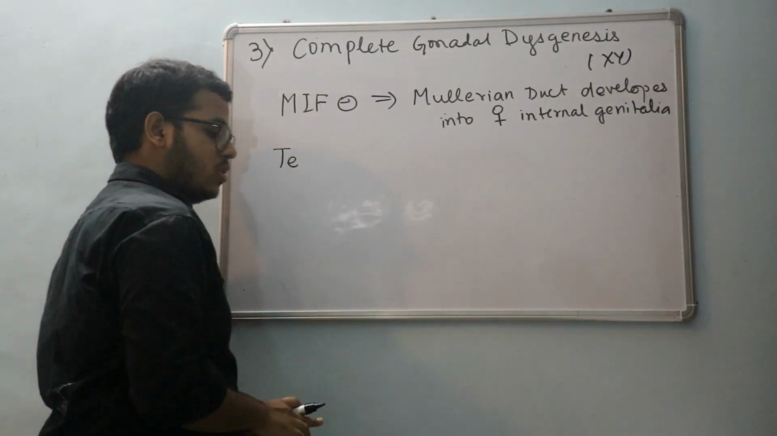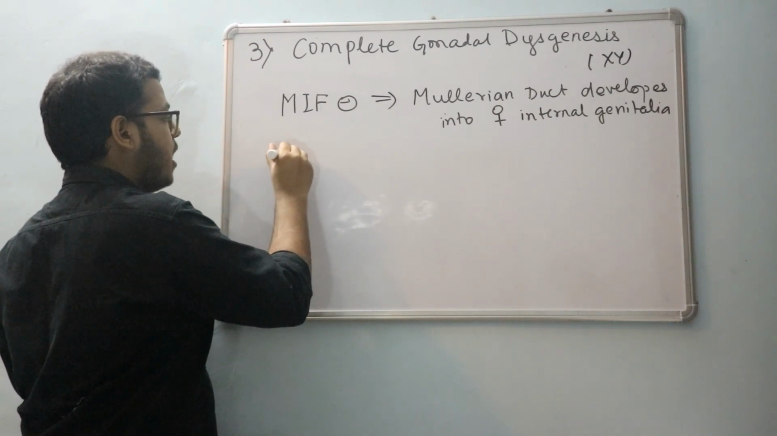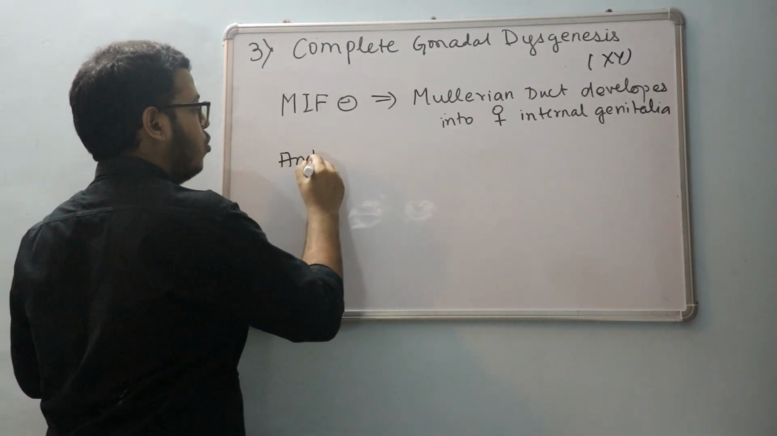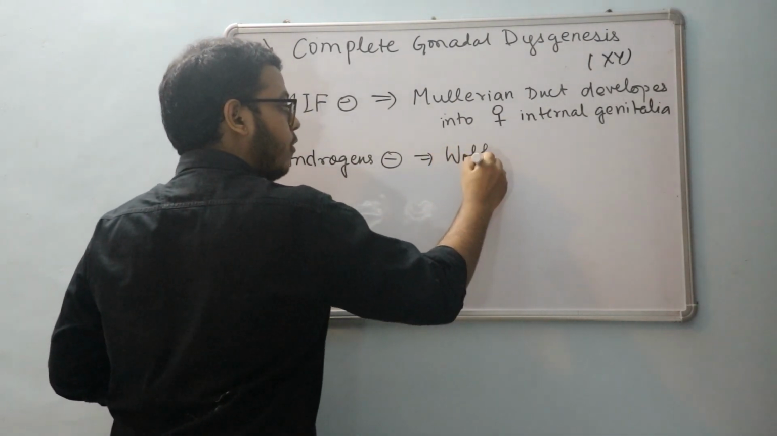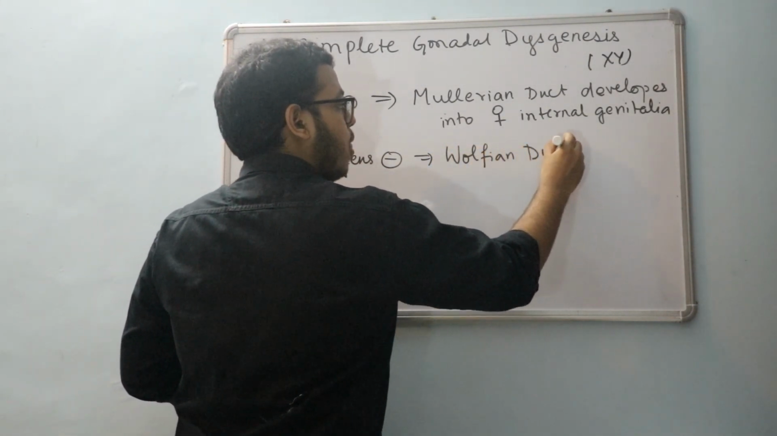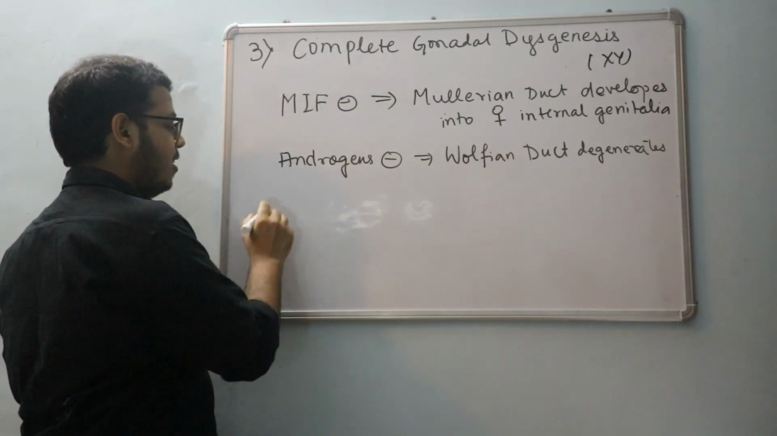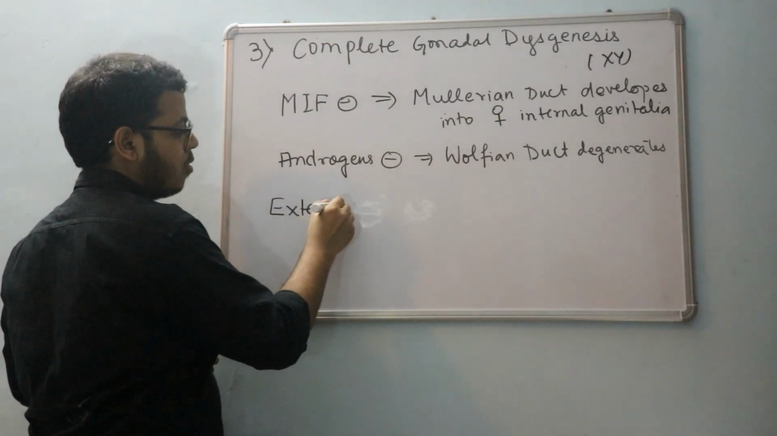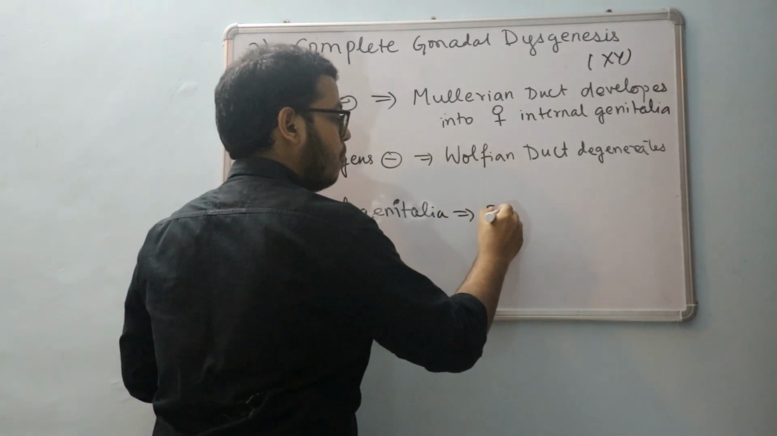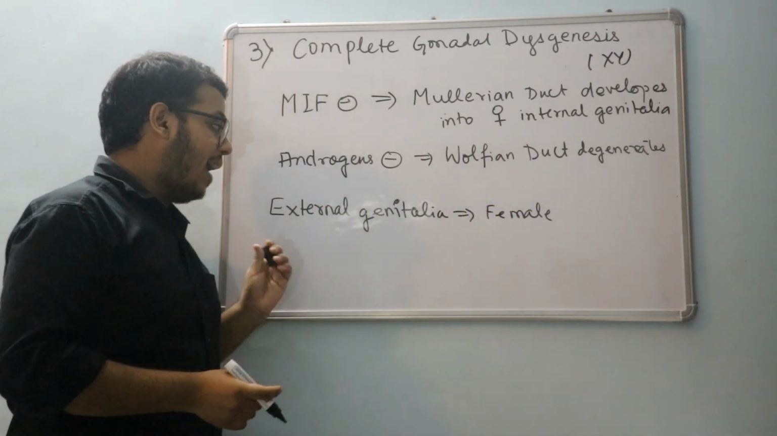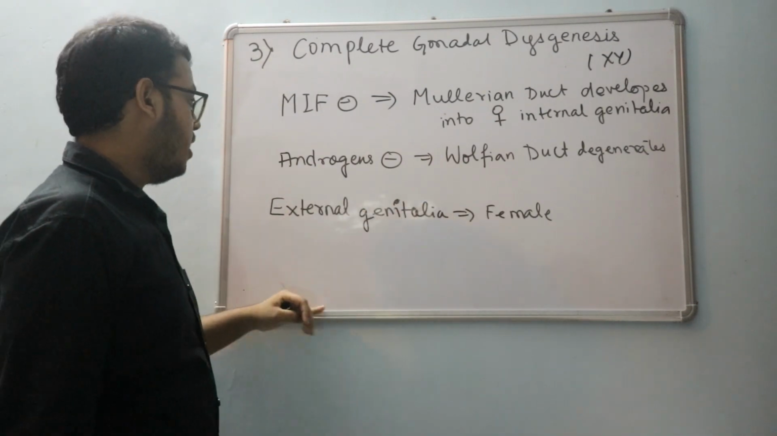Also, now the androgens, actually not just testosterone, because the testes are not functioning properly, the androgens are absent, and hence the Wolffian duct will undergo degeneration. What about the external genitalia? The external genitalia will be female. Why? Because we don't have any hormones, but by default the external genitalia has a tendency to develop as female external genitalia. That is why the external genitalia will be female.